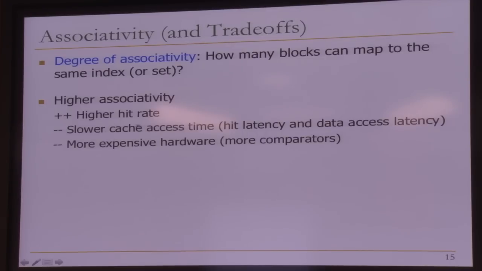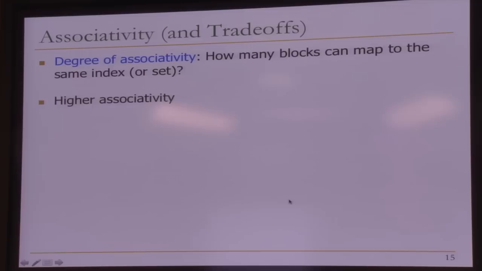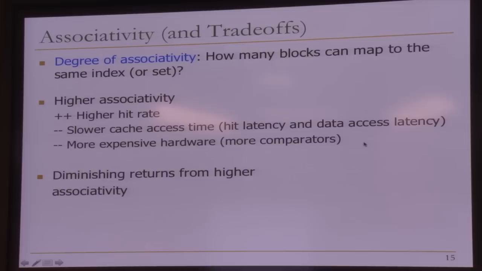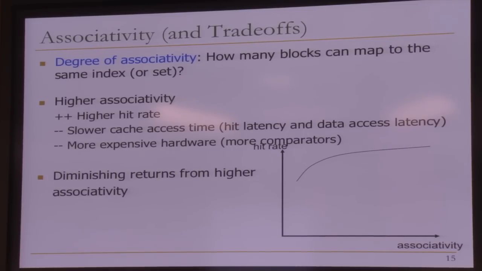The downside is you get slower cache access, because your hit latency as well as data access latency degrades because of all of this logic that you need to build. You can imagine what that is, and all the muxing over here. And you get more expensive hardware, more comparators, and more energy as well. And this is the diminishing returns from higher associativity that I mentioned. As you increase the associativity, this is what happens to hit rate. And sometimes you can imagine that it doesn't change at all, because maybe your access patterns are not this way. OK. So we're going to talk about issues in set associative caches.